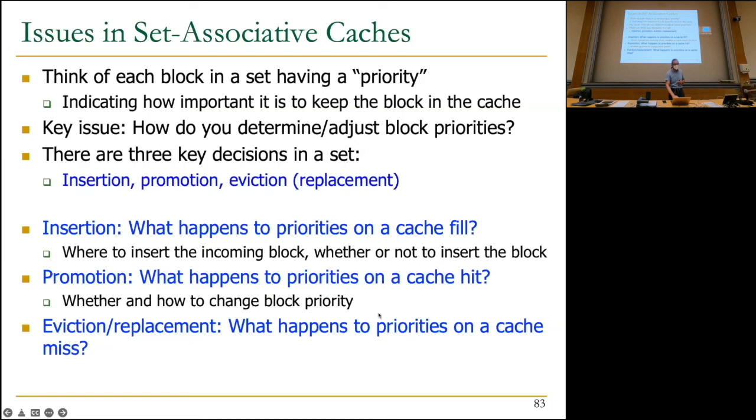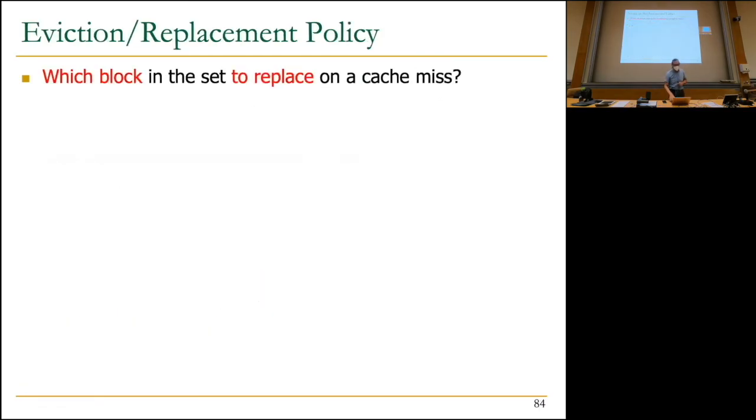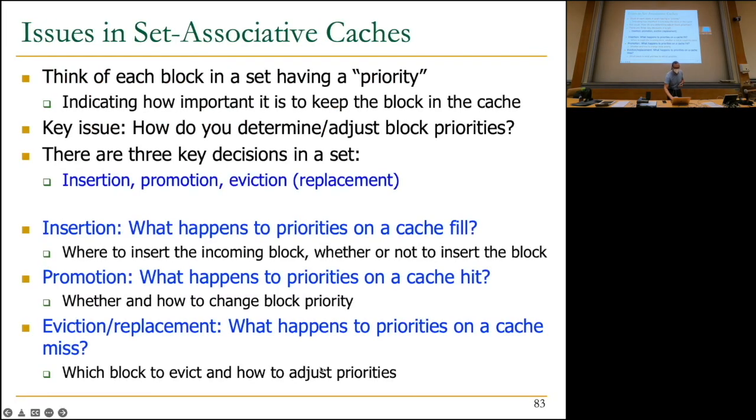Eviction and replacement: what happens to priorities on a cache miss? You get a cache miss. Which block do you evict? Do you even evict any block? And how do you adjust the priorities of the blocks that are existing in the cache and the incoming one? Okay, so basically, this brings us to different policies. There are clearly insertion policies, promotion policies, and eviction and replacement policies.